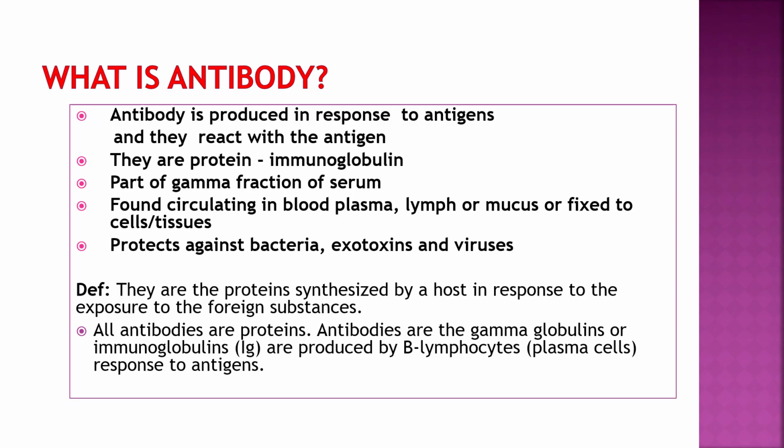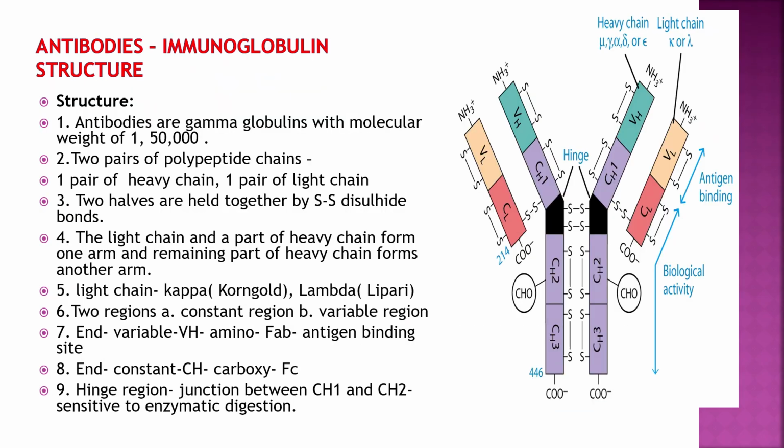They are proteins synthesized by the host in response to exposure to foreign substances. All antibodies are proteins. Antibodies, gamma globulins or immunoglobulins, are produced by B lymphocytes, that is plasma cells, in response to antigens. The structure of antibodies: antibodies are gamma globulins with a molecular weight of 150,000.